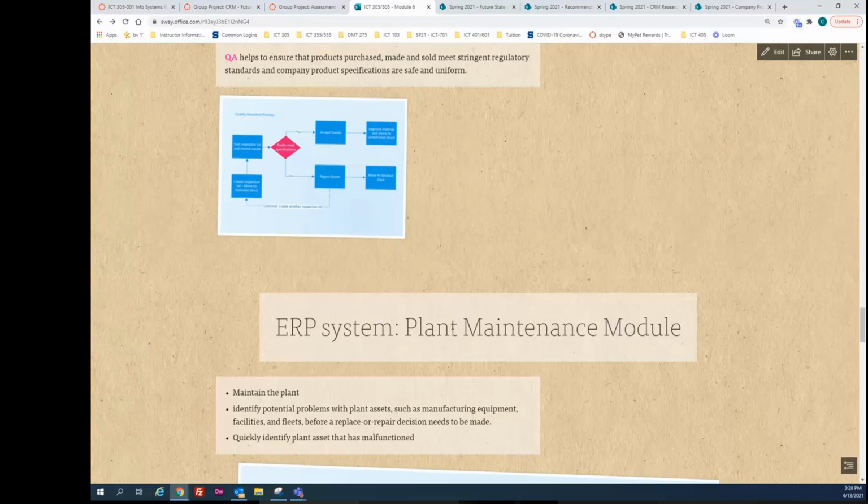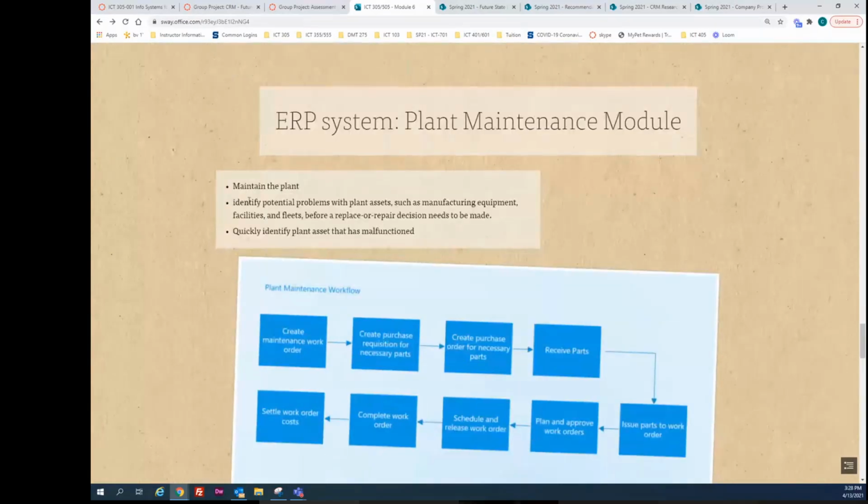Plant maintenance is really about maintaining the plant. Is it clean? Is it safe? Is it healthy? Is all of our equipment running correctly? Do we need repairs? Do we need reparts? This is a plant maintenance workflow.